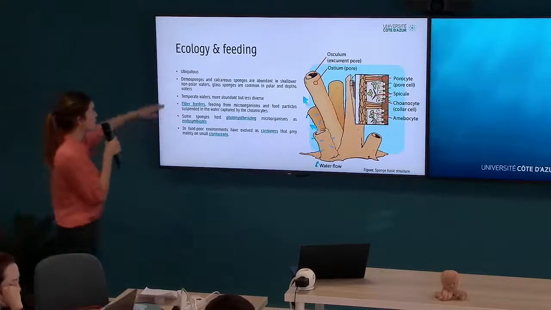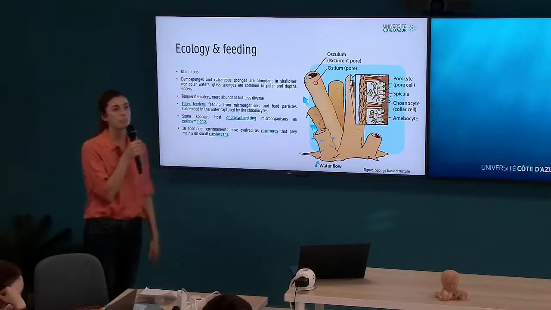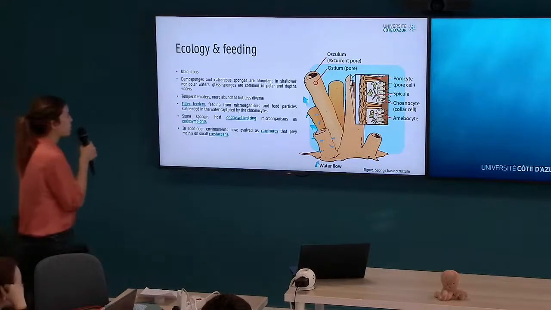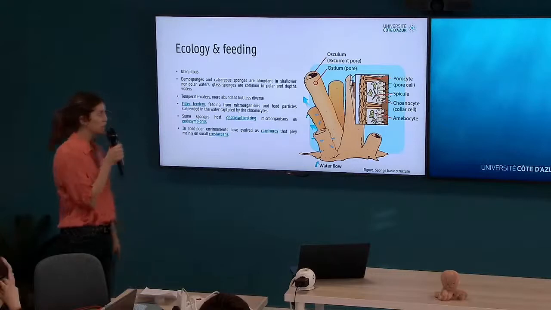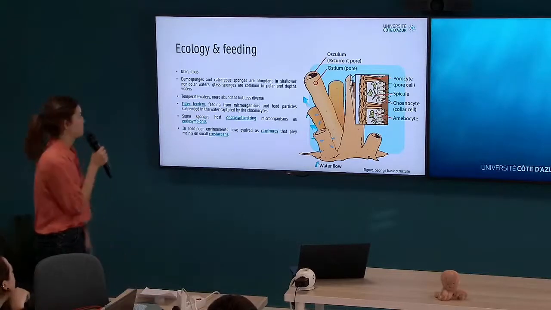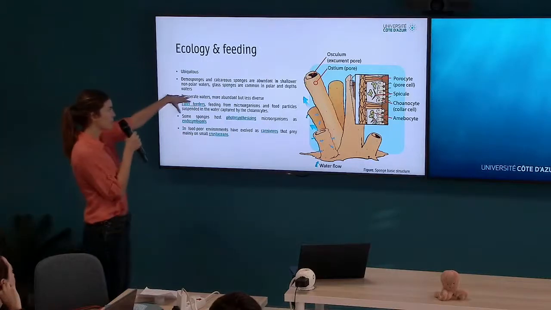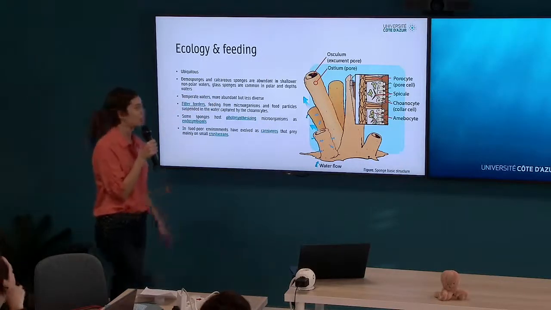So the Demospongiae and the Calcareous species, they prefer to be in shallow waters that are non-polar. And then the glass sponges, they're very common in polar waters and in very, very deep waters. So the sponges that are in temperate waters, they are more abundant, but they are less diverse.